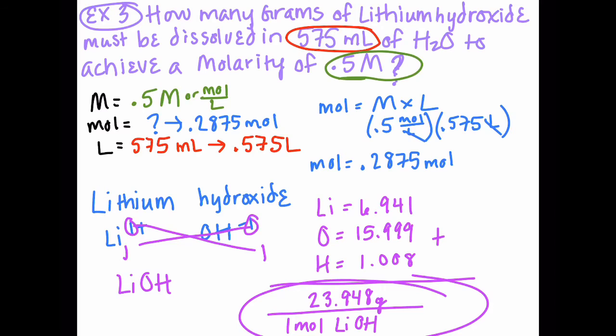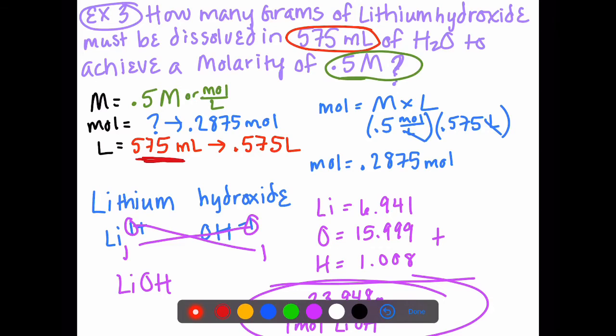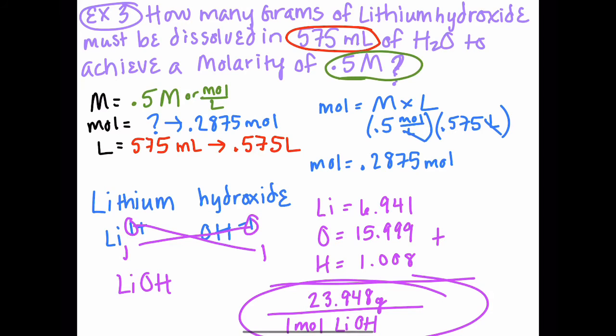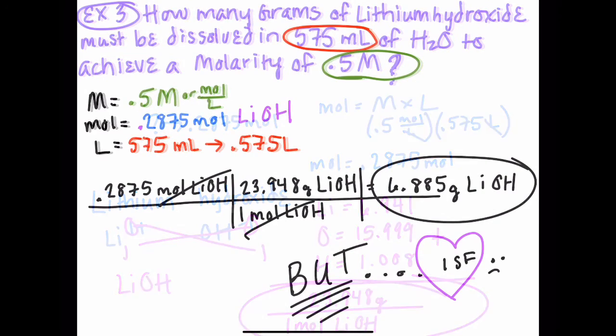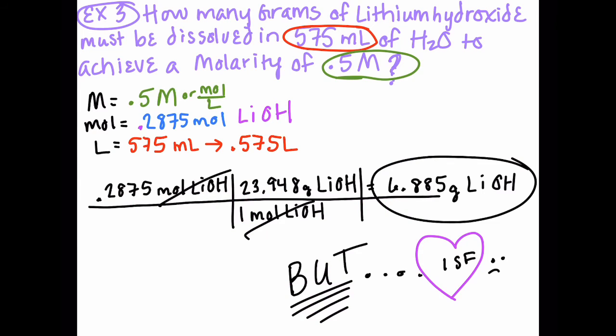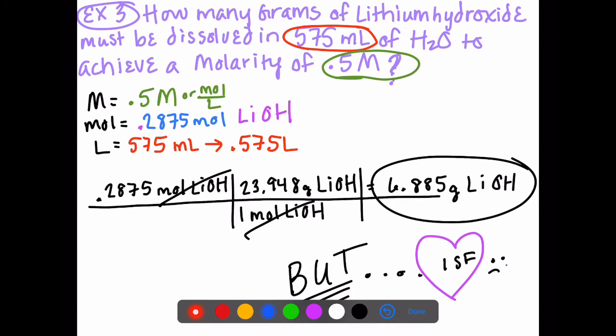Okay, how many grams of lithium hydroxide must be dissolved in 575 milliliters of water to achieve a molarity of 0.5 molar? There's a lot going on in this slide, and I'm going really fast. So I'm finding the formula first, lithium hydroxide. I'm finding the formula weight next, and then I'm plugging in to solve for the number of moles, because I know that I can convert moles to grams in the very end. The last thing I do after I solved for the number of moles is I just have to convert into grams using the formula weight.